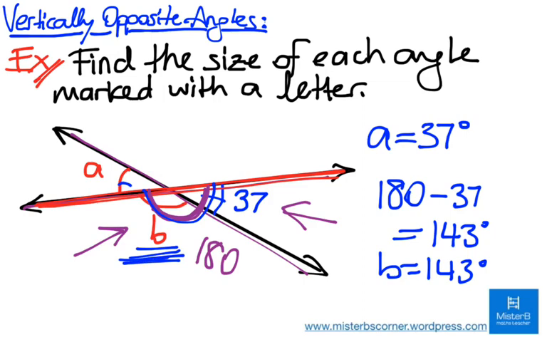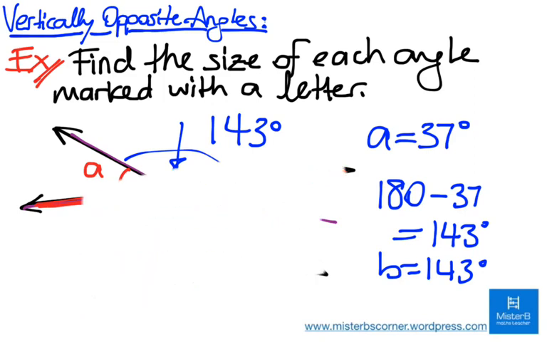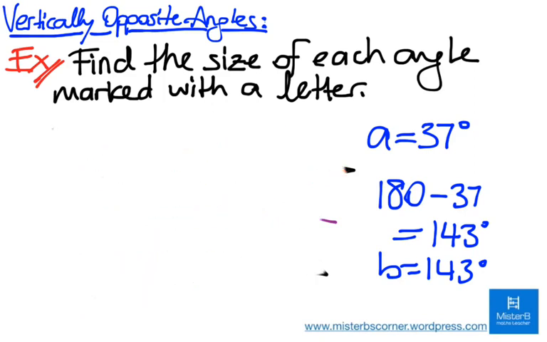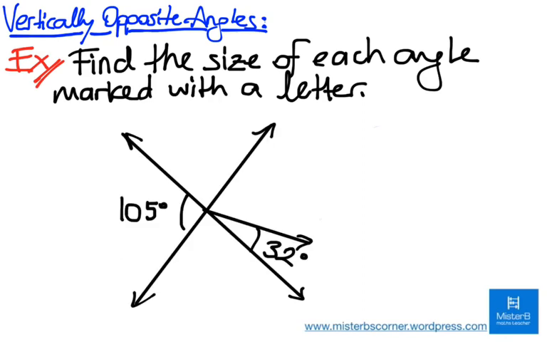And once you know B, which is 143 degrees, you can also consider this angle being 143 degrees as well. Reason? Well, these two are also vertically opposite angles. Now let's look at another example.